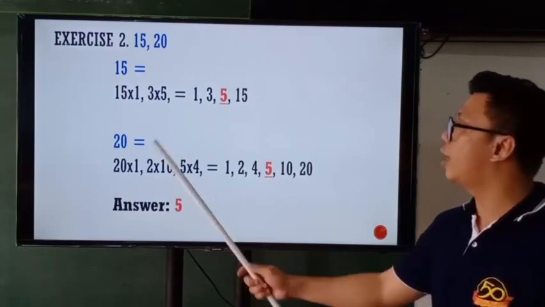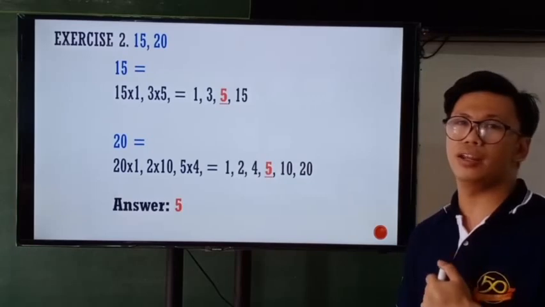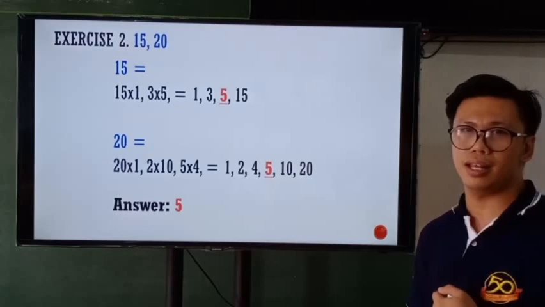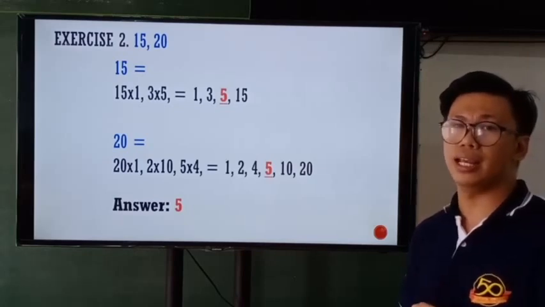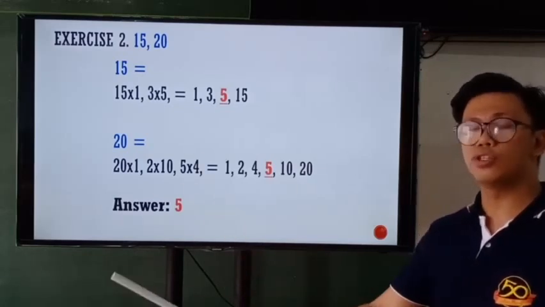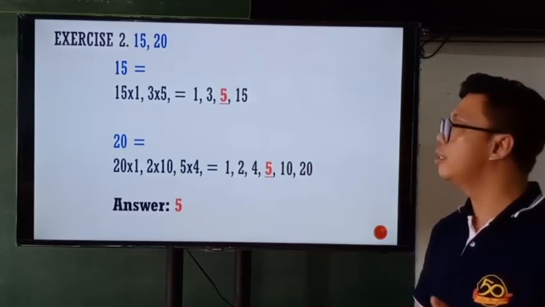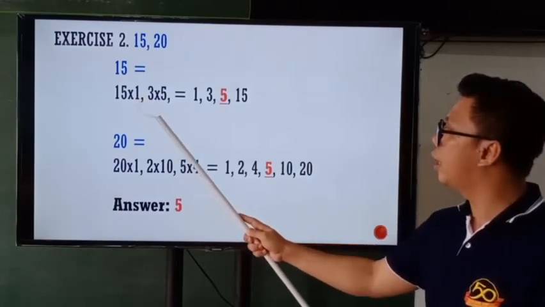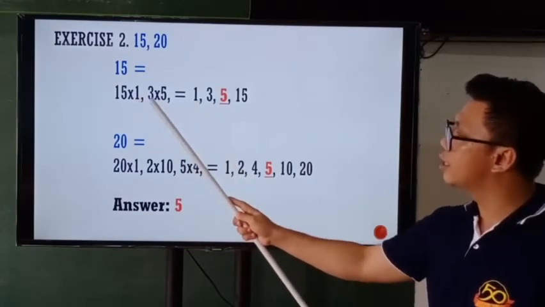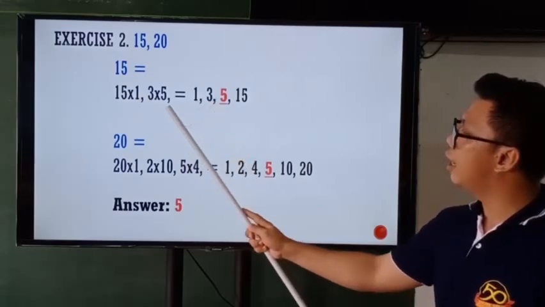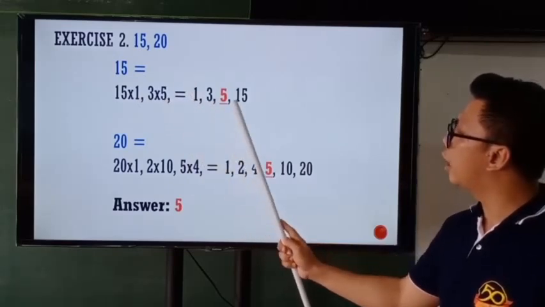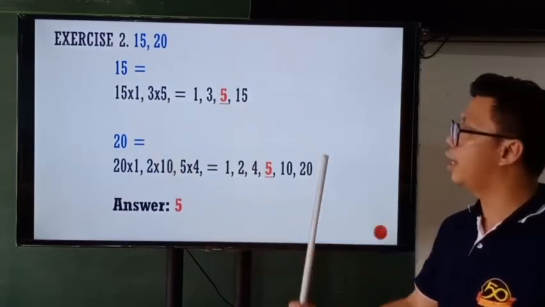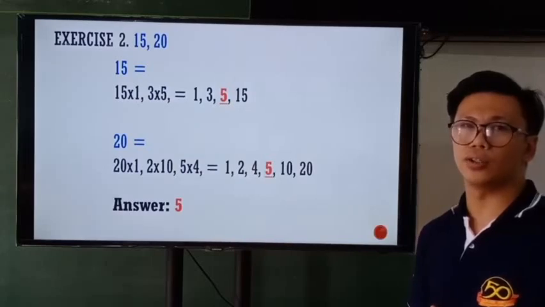After writing the factor, what's next? Very good. We will list the numbers in ascending order. What is ascending? That is writing a number from smallest to largest. Okay, so let's start. What is the smallest number? Very good. 1. So we will write first 1. What's next? 3. We will write 3. Then next is 5. We will write 5. And then the last number is 15. So we will write 15. So that is the factor of 15.